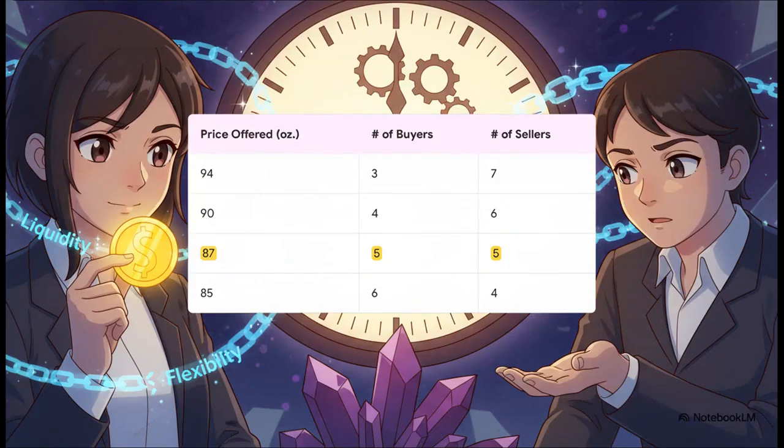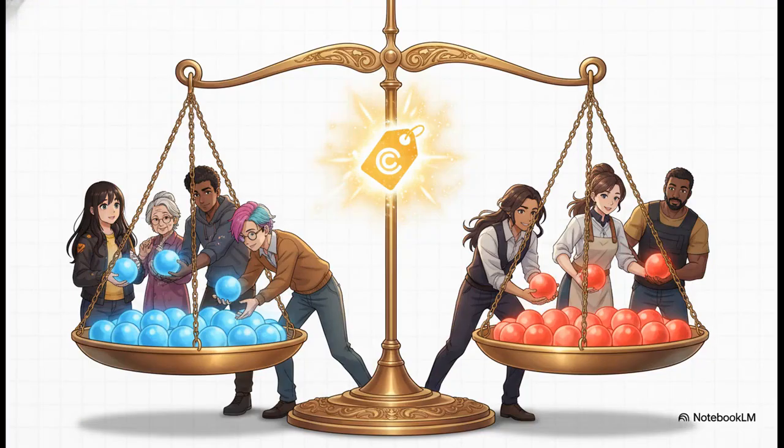Well, let's look at a super simple market. Imagine a bond that promises to pay out 100 ounces of gold in 1 year. You've got buyers, and they all have a maximum price they're willing to pay today based on their own personal premiums. And you have sellers, who all have a minimum price they're willing to accept. And here's where the magic happens.